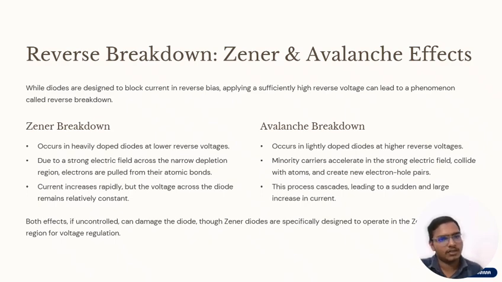Current increases rapidly, but the voltage across the diode remains relatively constant. We can see in the graph that the current increases, while the voltage stays constant at around zero or one something. But in avalanche breakdown, the process cascades, leading to a sudden and large increase in current. Voltage changes mean the current also changes, largely or slightly.